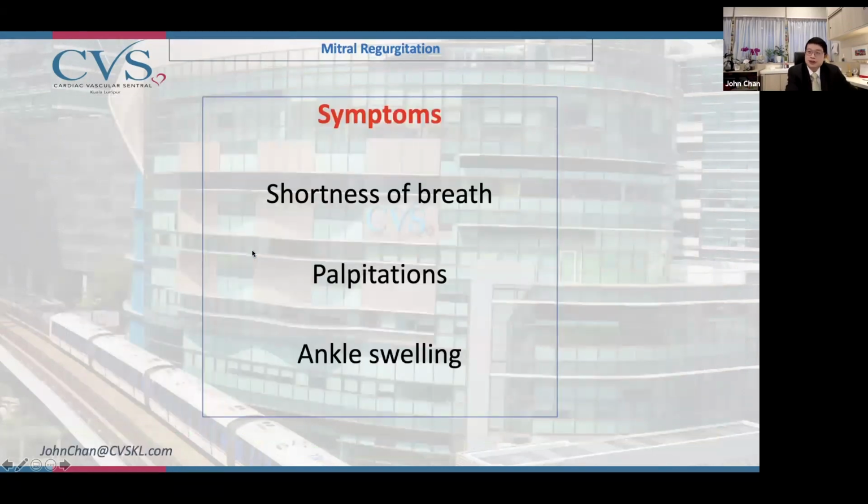So the symptoms in this condition: patients get short of breath. They may get palpitations because over time, if it is left untreated, patients typically develop an irregular heartbeat called atrial fibrillation, and they may also develop ankle swelling.